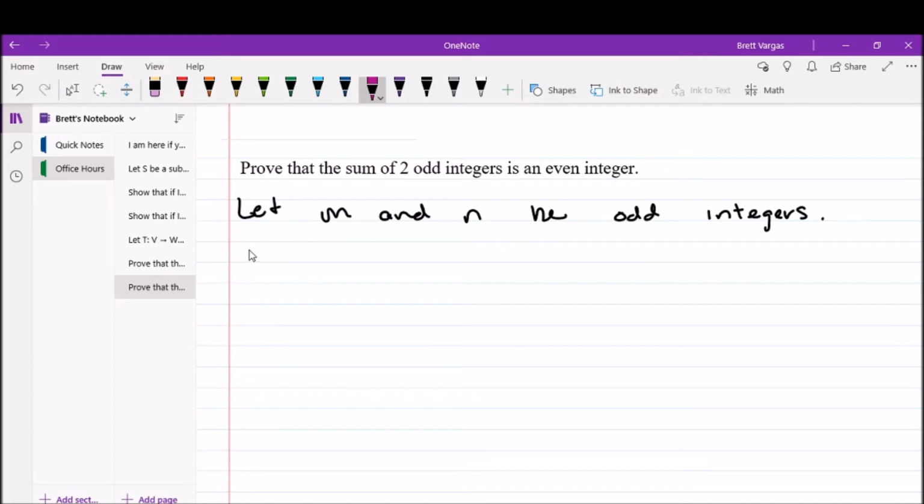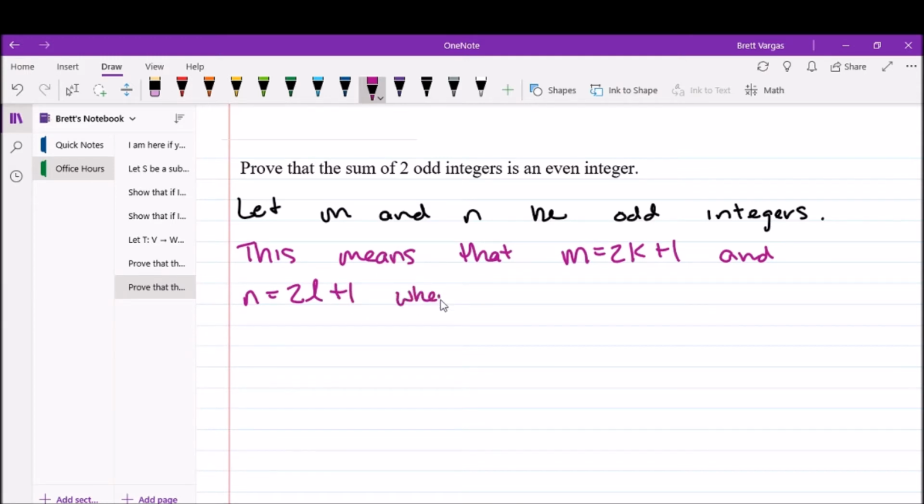So this means that m is equal to 2 times some number k plus 1, and n is equal to 2 times some number I'm going to call L plus 1, where L, K are elements of the integers. So L and K can be any number from negative infinity to positive infinity on the whole numbers.